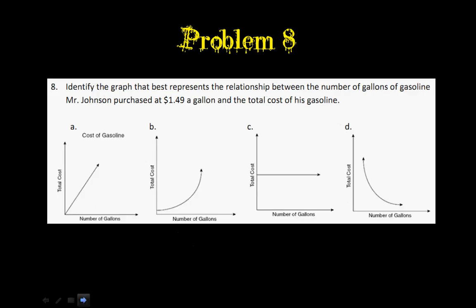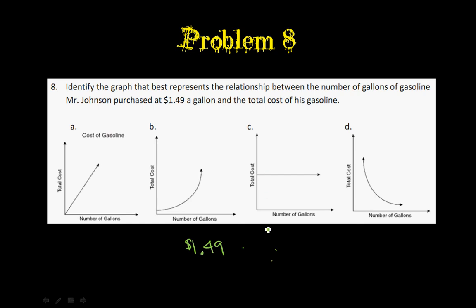Okay, and then the last one, 8. Identify the graph that best represents the relationship between the number of gallons of gasoline Mr. Johnson purchased at $1.49 and the total cost of his gasoline. Let's rule out the real obvious ones first. He's buying gasoline. It's somehow magically $1.49 per gallon. And I want to know how much is his total bill as he buys more gallons.